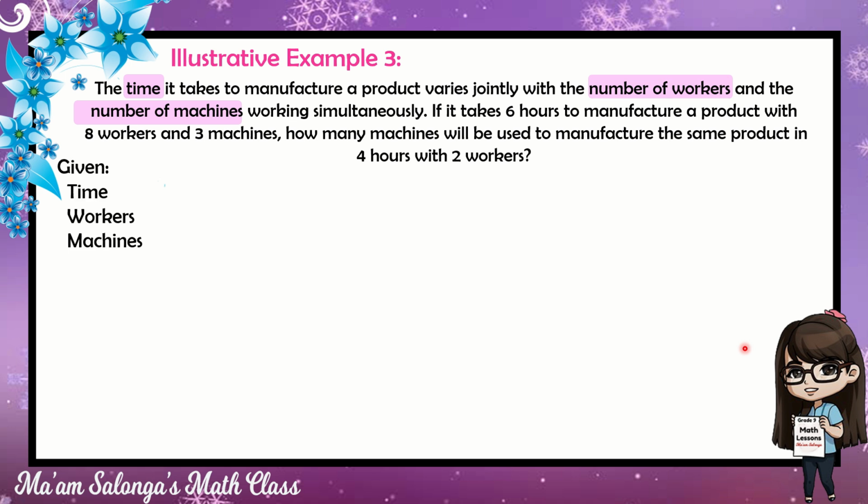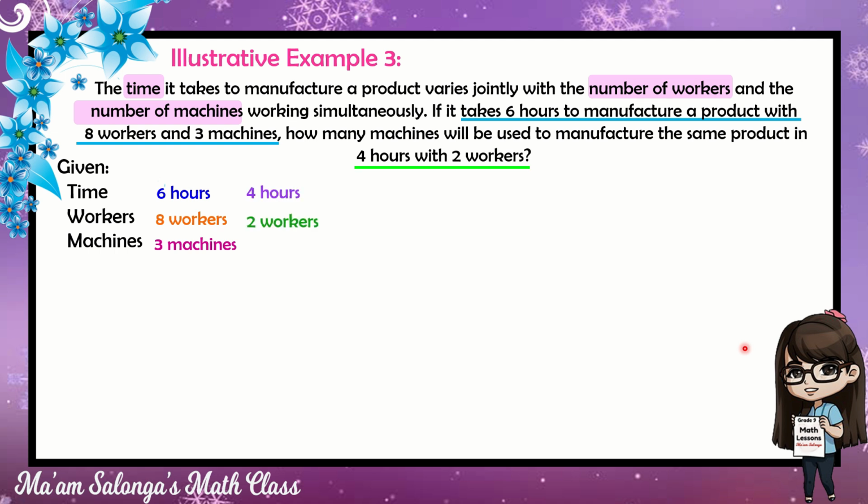So let's take note of the givens. So una, it takes 6 hours to manufacture a product. So that is the time. And then 8 workers and 3 machines. So the unknown is the machine. So wala na tayong ilalagay dito sa katabi ng machine. Pero meron tayong 4 hours and 2 workers.